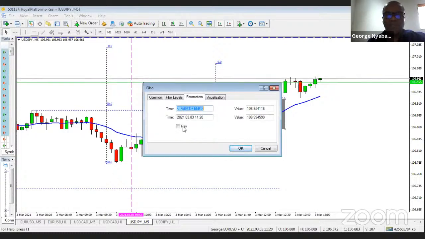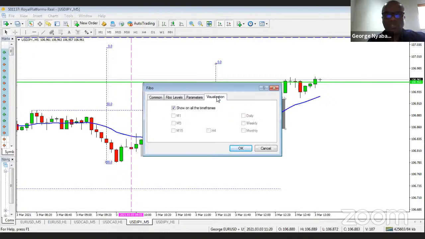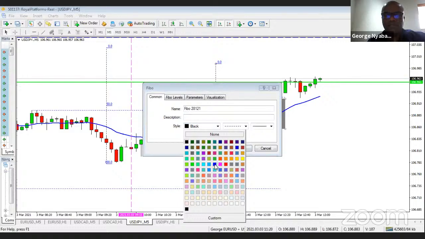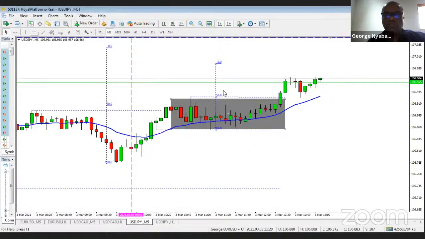Then in terms of parameters, I just take off the ray, so I can restrict how far the lines go. Visualization, in all time frames. Then you can just choose whatever color works for you, whatever you want. Okay, so that's how you set it up.